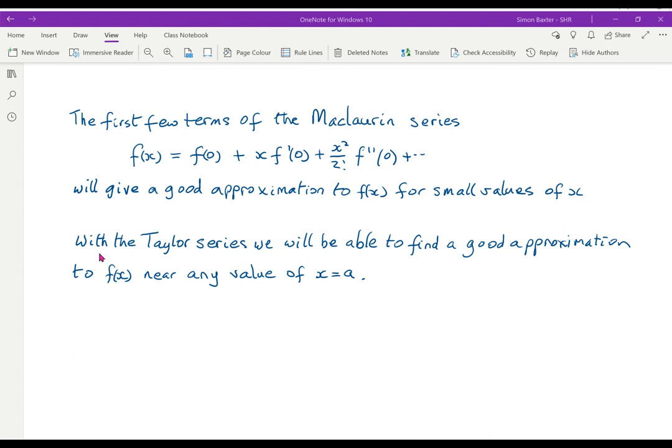The Taylor series differs in that we will be able to find a good approximation to f(x) near any value of x, say x equals a, not just near x equals 0.